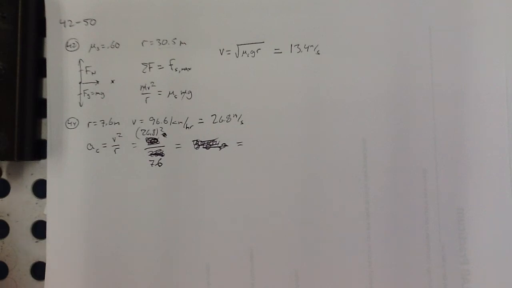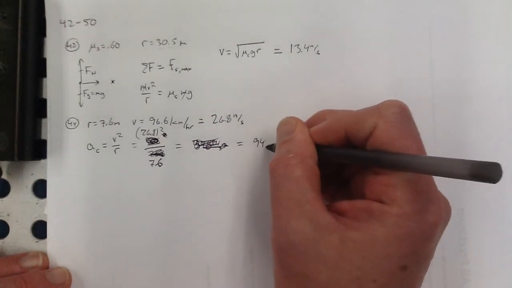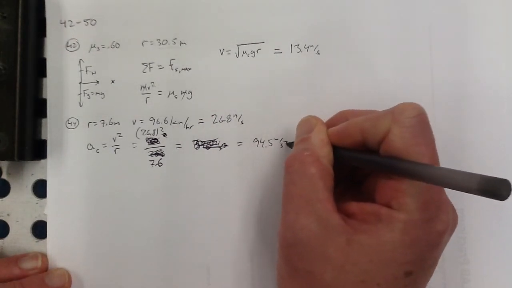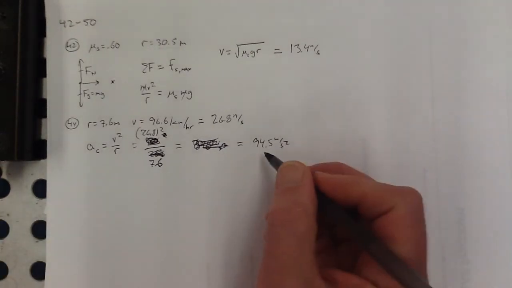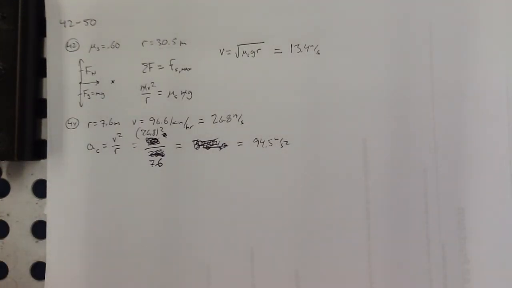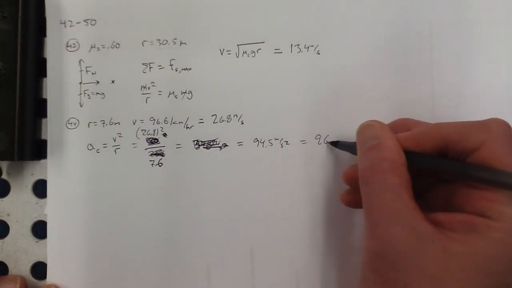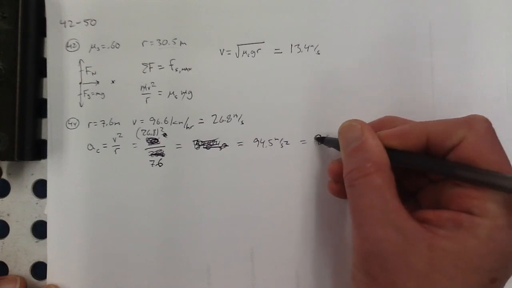26.8 squared over 7.6. There we go. So that's 94.5 meters per second squared. And then they want it, like how many G's is that? Well, 1 G is 9.8, so dividing that by 9.8, I get about 9.6 G.